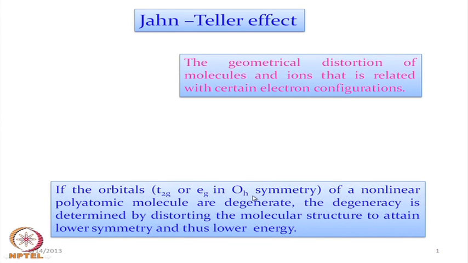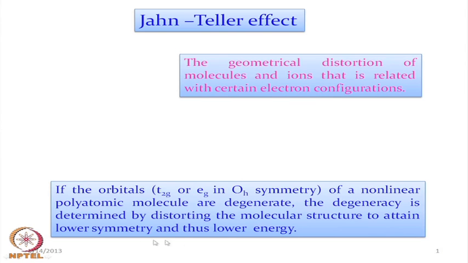In octahedral symmetry, we have seen that we can have the t2g and eg sets of orbitals. They are already split in a particular octahedral symmetry. If they are present in a nonlinear polyatomic molecule and if they are degenerate, that means within the t2g set we have the dxy, dxz and dyz orbitals, and in the eg set we have the dx square minus y square and dz square orbitals. One is the triplet state, the other is the doublet one: here 3 orbitals are degenerate, and in this case we have 2 orbitals which are degenerate.